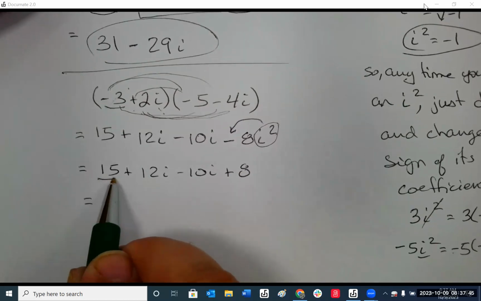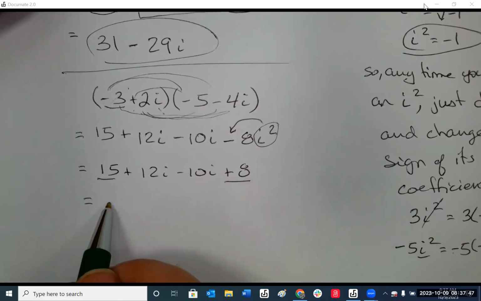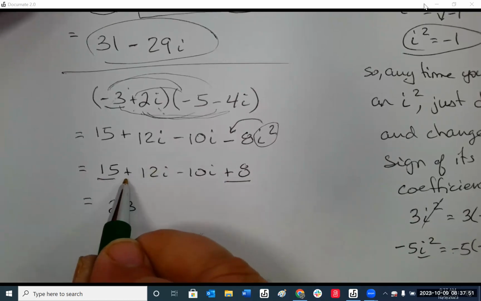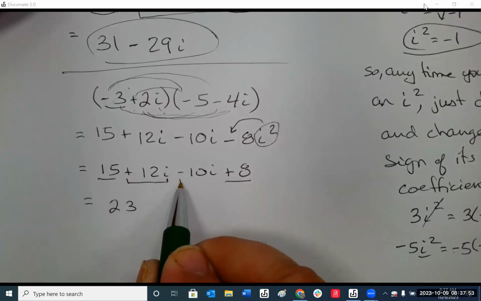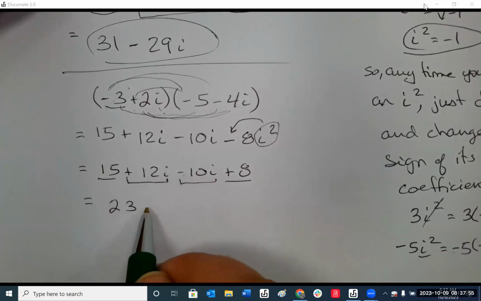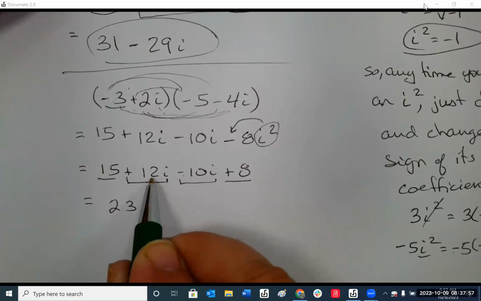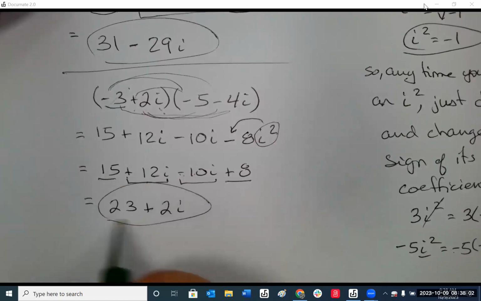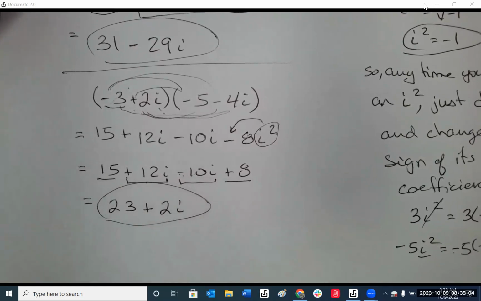Combine like terms. 15 plus 8 is 23. Positive and negative, 12 is bigger, so it's positive. 12 minus 10 is 2i. There's your answer. Get that?